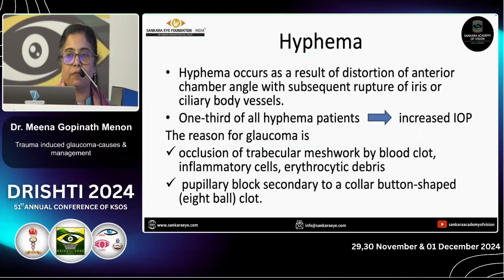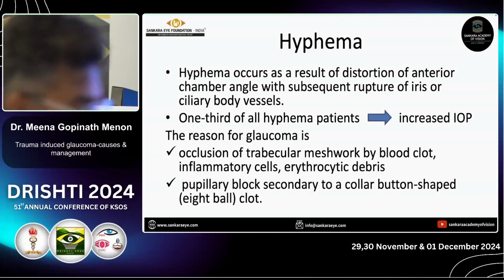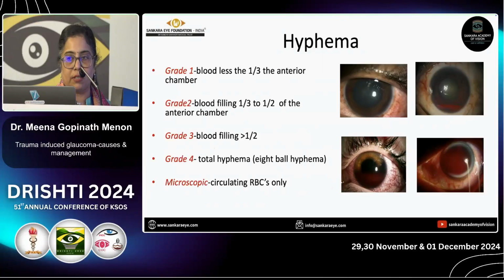What happens in hyphema? It's basically due to the distortion of the anterior chamber angle, there is rupture of the iris or ciliary body vessels. So usually in 1/3 of all the hyphema patients, there is evidence of increased intraocular pressure. The reason for the glaucoma is the occlusion of the trabecular meshwork by either blood clot, inflammatory cells, or even erythrocytic debris. Rarely the pupillary block also can happen because of the 8-ball clot which is there.